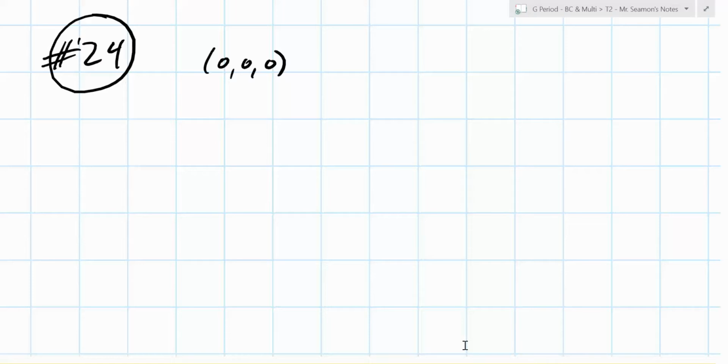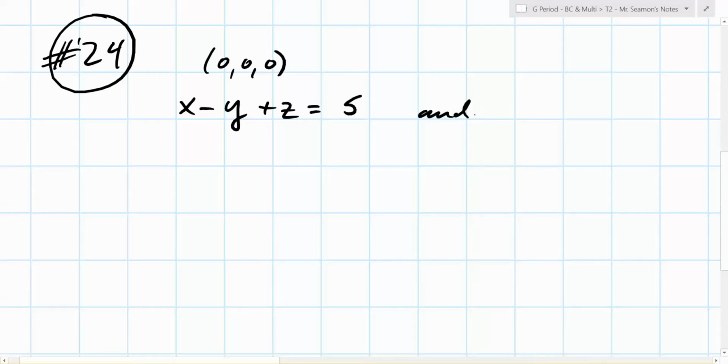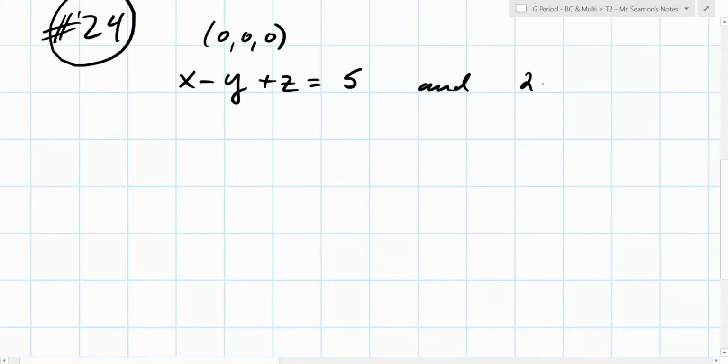Perpendicular to, it gave you two things it's perpendicular to, right? So x minus y plus z equals what? 5. And 2x plus y minus 2z equals 7.